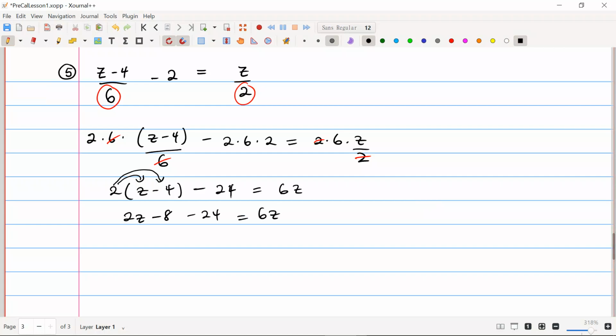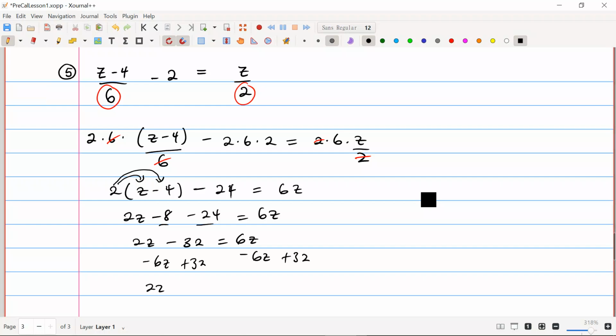Now if you add and subtract certain things like I've mentioned, here we can go ahead and subtract these two. Negative 8 minus 24 is negative 32, so 2z minus 32 equals 6z, right? One thing, we want to get all the z's on the left side and all the numbers on the right side. So what I can do is subtract 6z from this side. If I do that, I have to subtract the same thing from both sides. Then I have to add 32 to this side, and add 32 to this side as well.